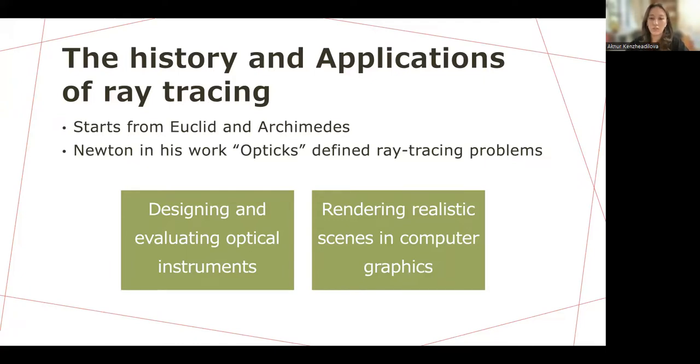The history of ray tracing goes back at least to Euclid and his student Archimedes. A portion of Euclid's Elements was motivated by the Greek interest in the theory of the rectilinear propagation of light. And in 1730, Newton published his work Optics, in which he defined the reflective and refractive laws of light based on his theory, and first formally defined and investigated some ray tracing problems.